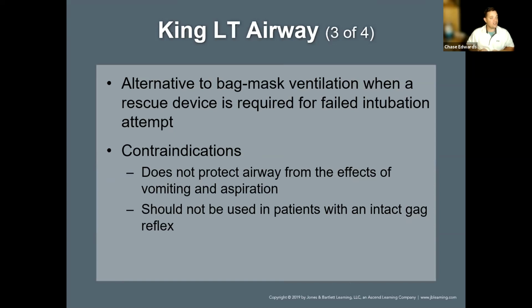So, some indications and contraindications for the King LT. An alternative to bag valve mask ventilation when a rescue device is required for a failed intubation attempt would be an indication. Contraindications include that it does not protect the airway from the effects of vomiting and aspiration, and it should not be used in patients with an intact gag reflex. Go figure.